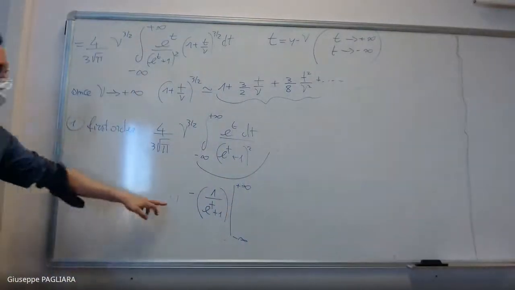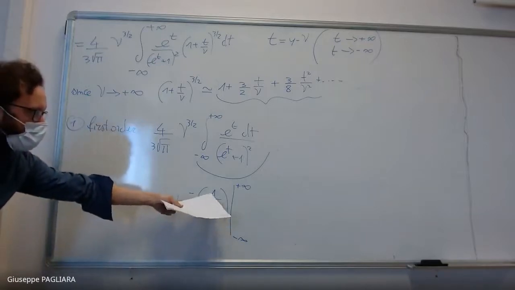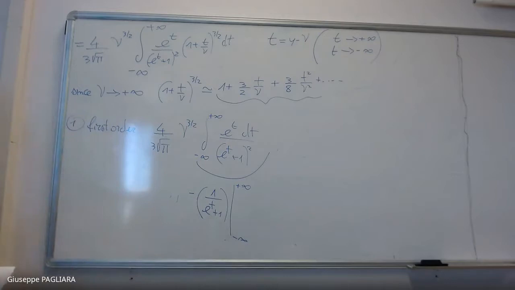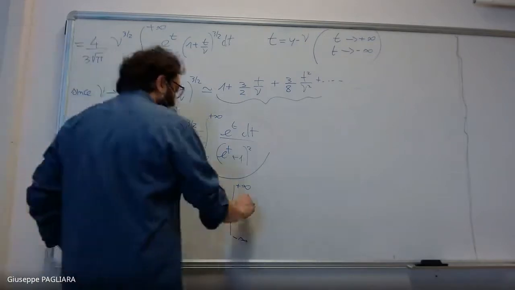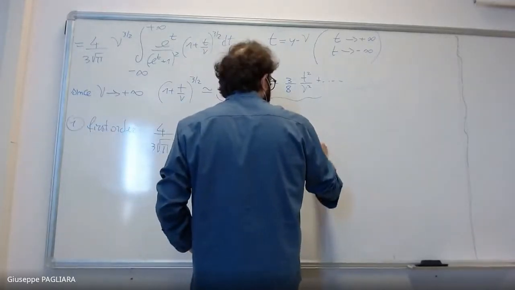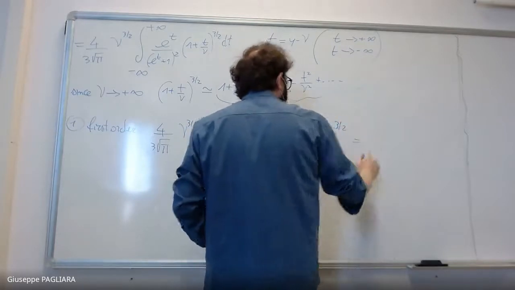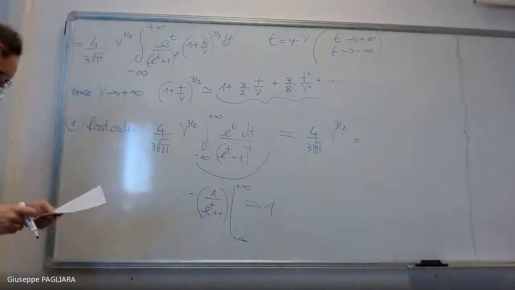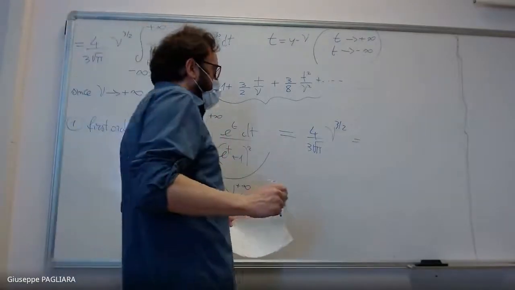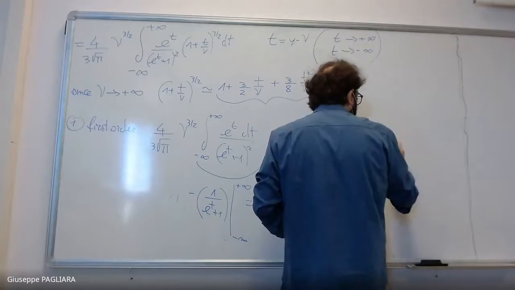Okay, so this is the primitive of this. At plus infinity, I get 0, and at minus infinity this is 0, then I have minus 1 with an additional minus, so it becomes a 1. So at leading order, I get 4 divided by 3 square root of pi, mu to the power of 3/2. And this is actually my f 3/2 of z, if you want.